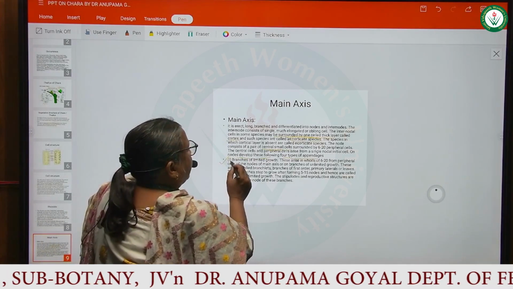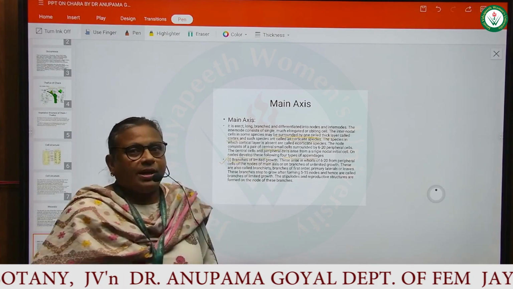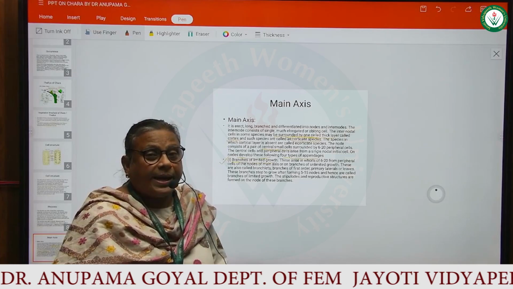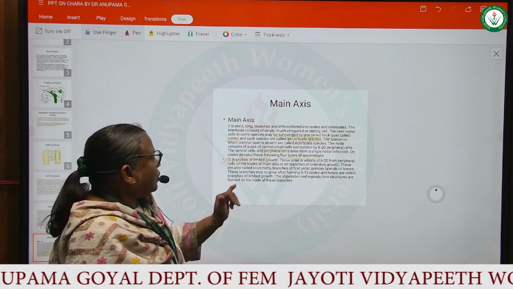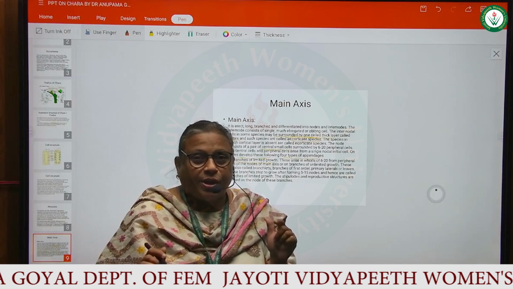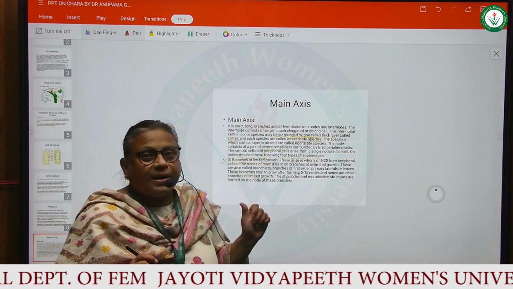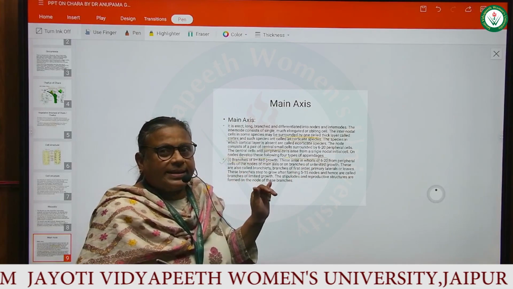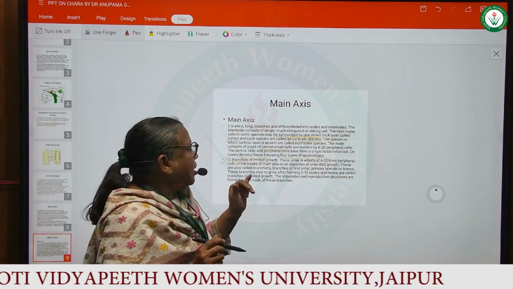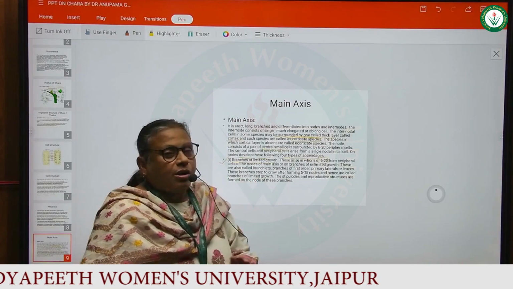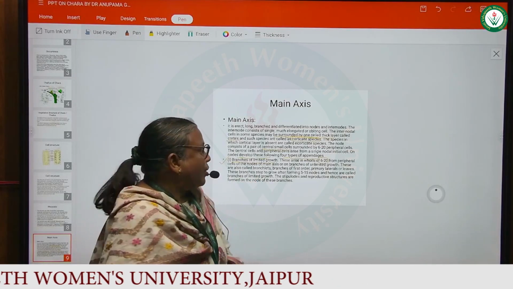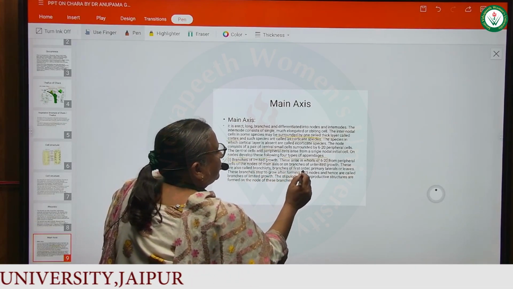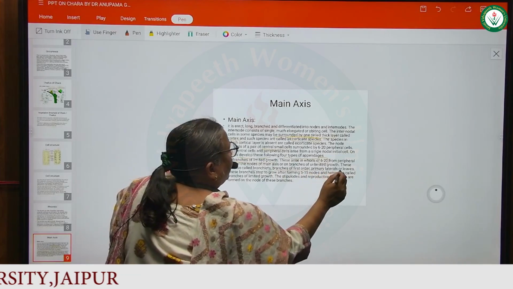First of all, I will talk about the branches of limited growth, which are present on the nodes of the main axis in Chara. The branches of limited growth arise in whorls of 6 to 20 from peripheral cells of the nodes of the main axis or of branches of unlimited growth. These are also called branchlets, branches of first order, primary laterals or leaves.